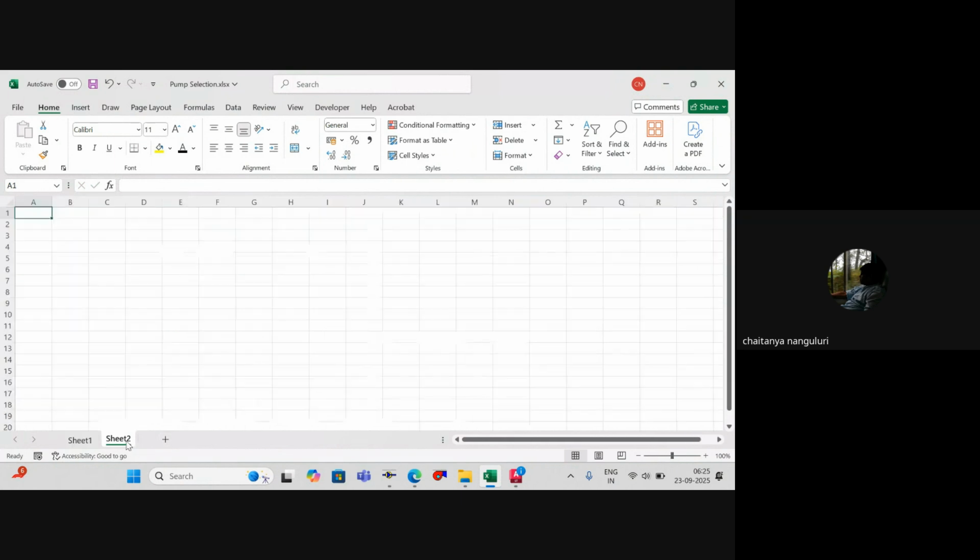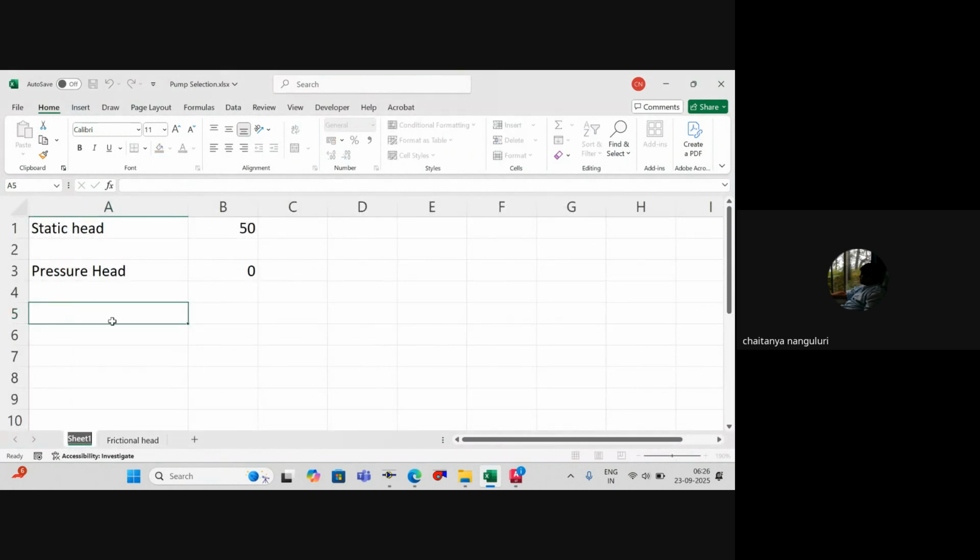Now coming to the next one, which is your frictional head, which is really important. So frictional head, I'll try to calculate it separately. Velocity also we'll do anyway. This is the total head for pump selection. So here, the next one that you have is something called velocity head.